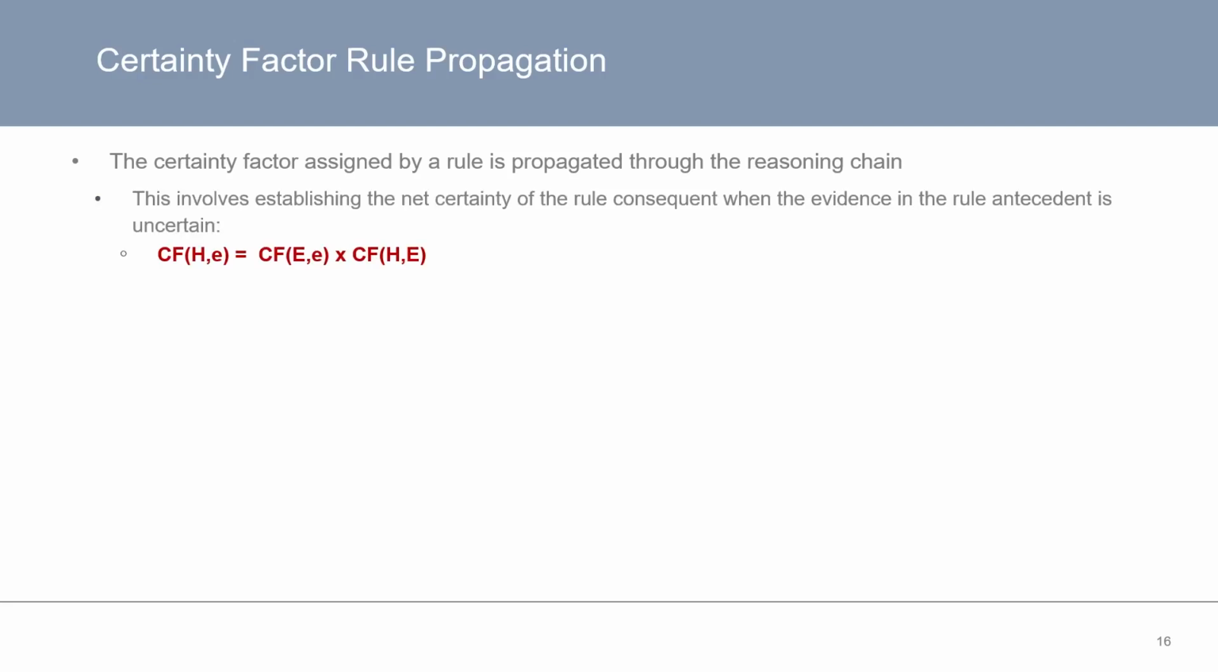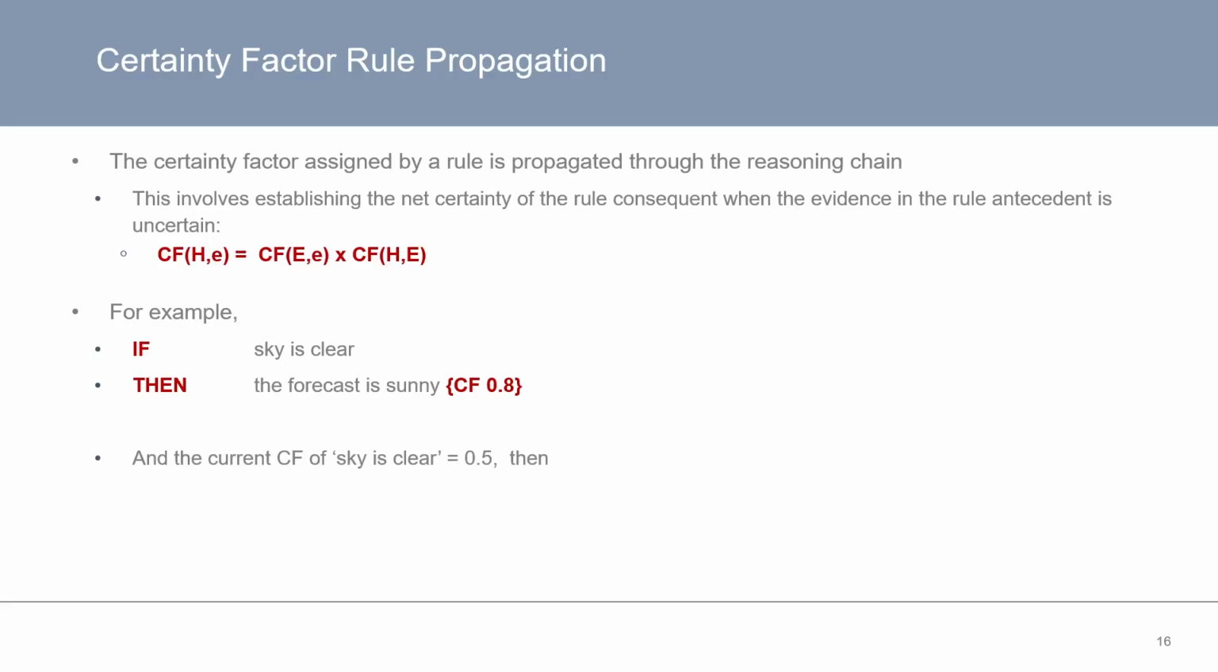The propagation of certainty values involves establishing the net certainty of the rule's consequent when the evidence in the rule antecedent is uncertain. Or, as expressed in this equation, the certainty factor of a new fact or hypothesis being added to the knowledge base is equal to the certainty factor of the evidence multiplied by the certainty factor of the current rule. Here's a simple example where we have a rule, if sky is clear, then the forecast is sunny, with a confidence factor of 0.8.